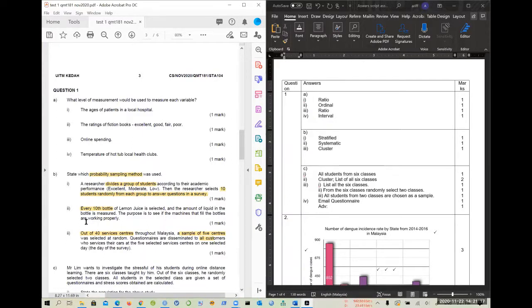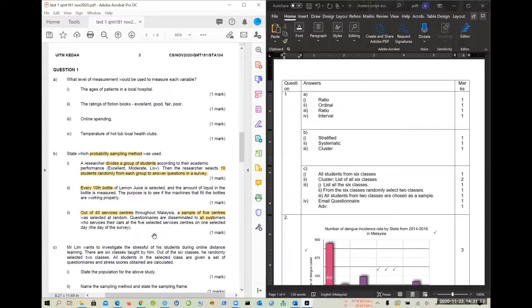So this is a criteria for cluster sampling, where not all elements are taken from each of the 40 service centers. Kalau dia katakan you kena ambil respondent from each of the service center, so that will be stratified. But right now, instead of having samples from all the 40 service centers, we are only taking samples from 5 service centers. So this gives you cluster sampling. Okay. So that is the situation.